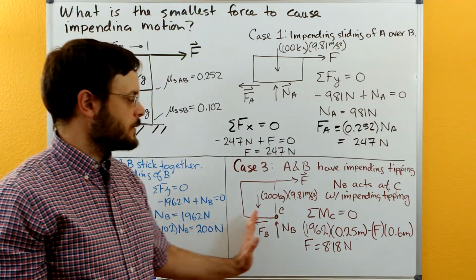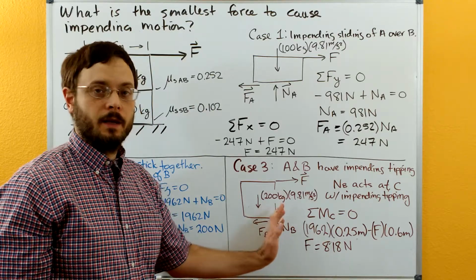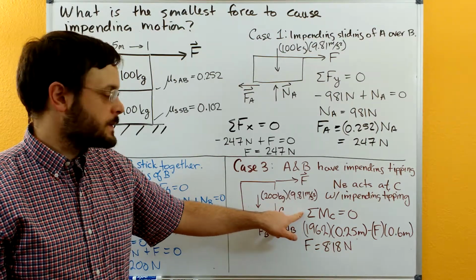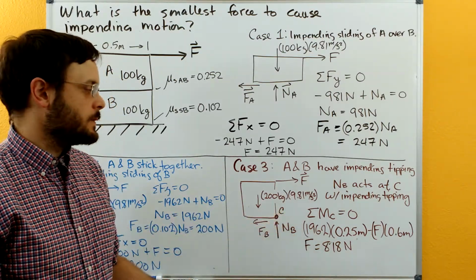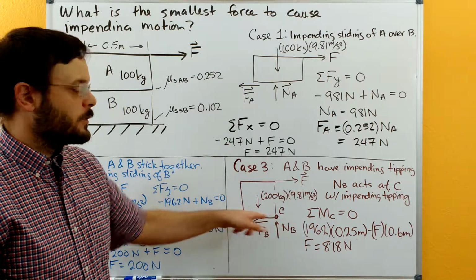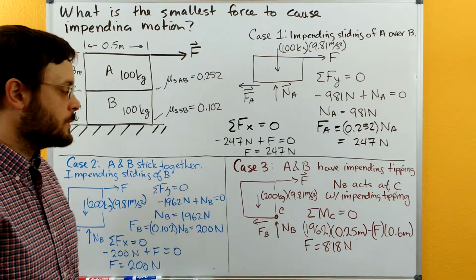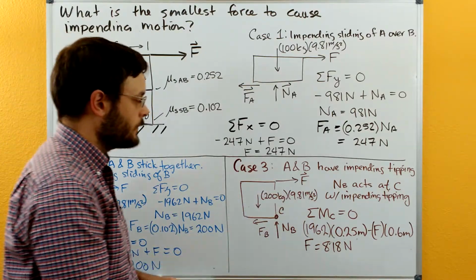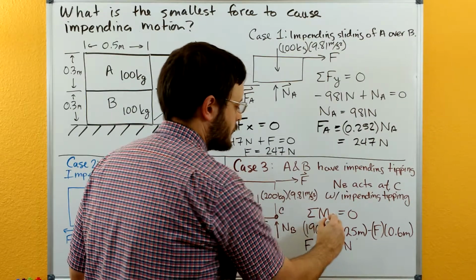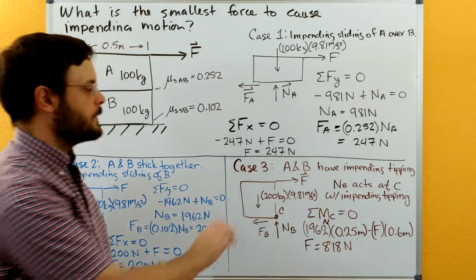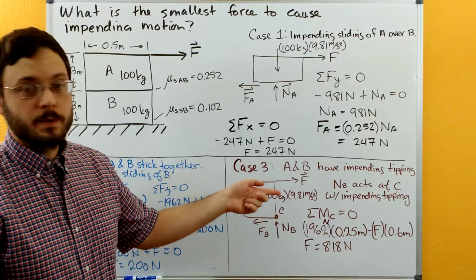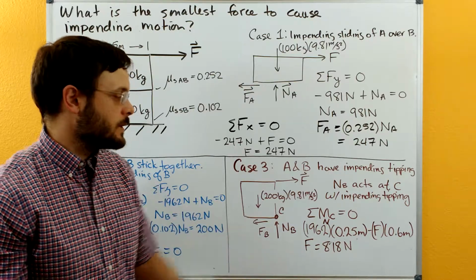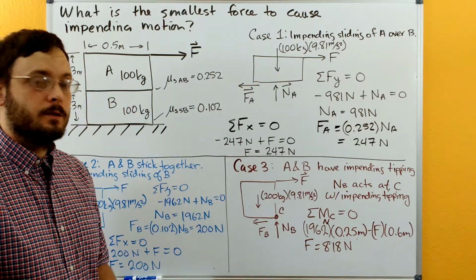In the limit of tipping, the normal force at B would be right at the edge. So I'm calling that point C, and then we'll do a sum of moments about C. The normal force is right at C, so it can't contribute a moment. The frictional force goes through C, so it can't contribute a moment. You have the positive moment generated by the weight here. Oops, forgot my unit there of newtons. And then you have the negative moment created by the force F times the total height of the 0.6 meters. So solving this, we get a force F of 818 newtons.